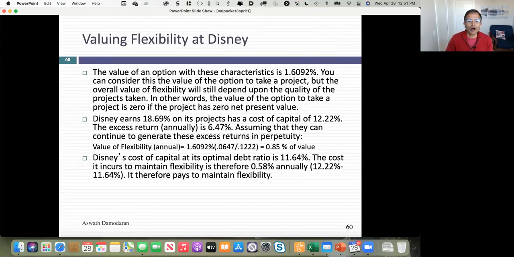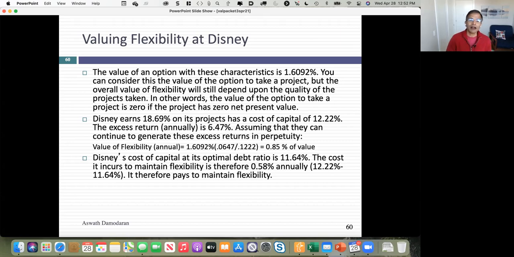So that's the value of an option to take a project that you're getting because of excess debt capacity. But remember, a project has value only if you earn more than your cost of capital. And in 1997, Disney was earning a return on capital of 18.69%, well above its cost of capital, 6.47% higher. If I make the assumption, and it is an assumption, that that's what they will make on this new project that they will take, it turns out that the value of financial flexibility is about 0.85% every year.